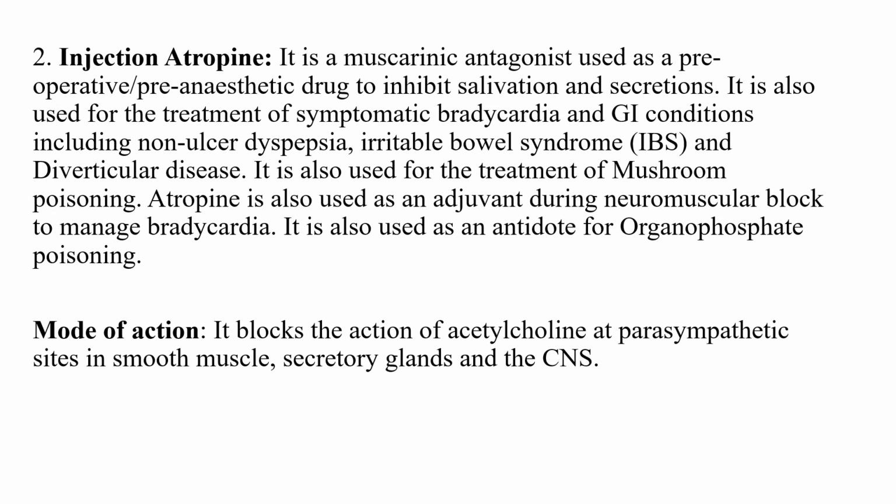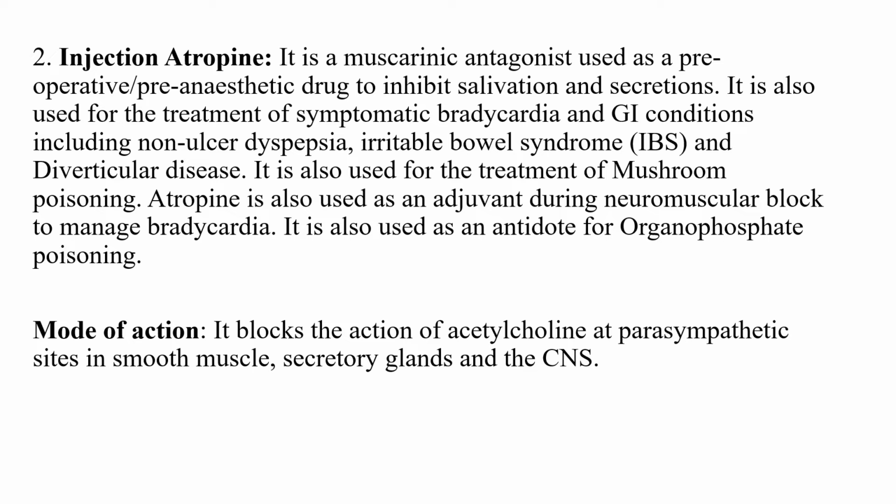Now the second one is injection atropine. Injection atropine is a muscarinic antagonist and is used pre-operatively as a pre-anesthetic agent to inhibit saliva or secretions. It is also used for treatment of symptomatic bradycardia, or in some GI conditions like non-ulcer dyspepsia or irritable bowel syndrome. And it is also used in treatment of mushroom poisonings.